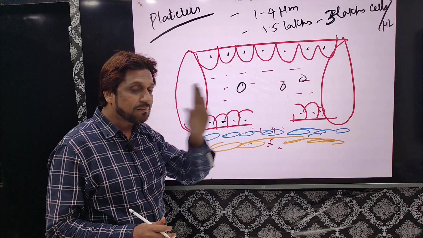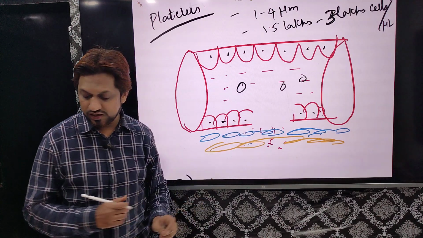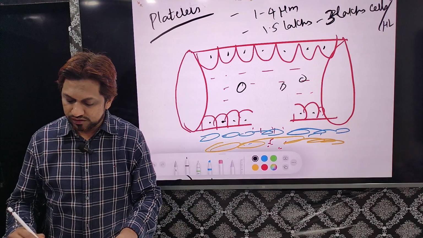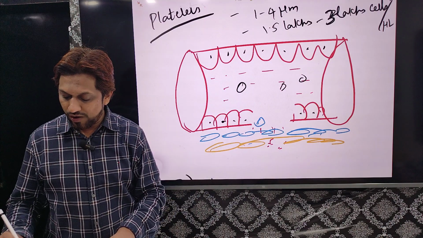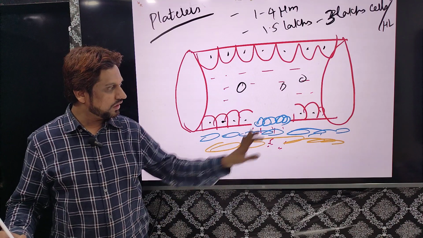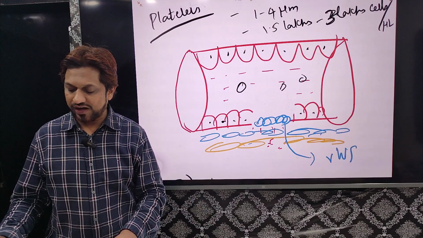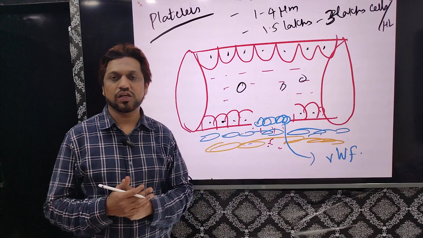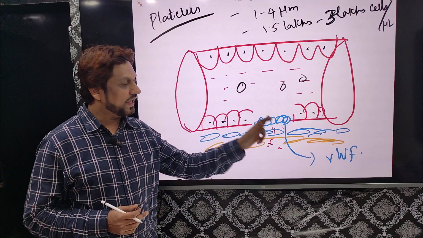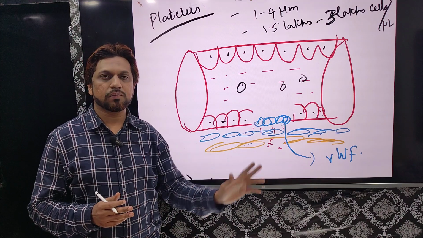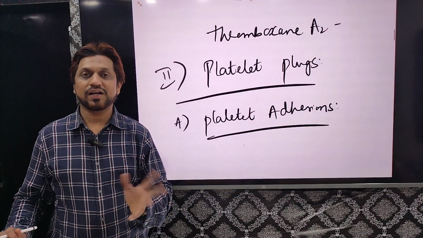But whenever there are damaged or ruptured endothelial cells, certain proteins are released from the damaged endothelial cells and from the plasma. One such protein that will come here is known as von Willebrand factor, which will come from these damaged endothelial cells. Now these platelets will come and adhere or stick to this von Willebrand factor, and that is known as platelet adhesion.